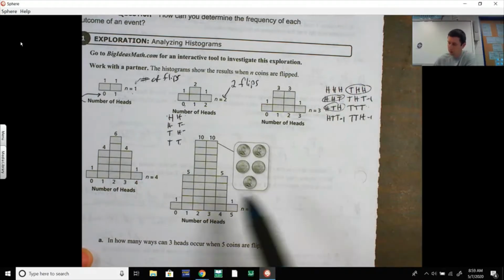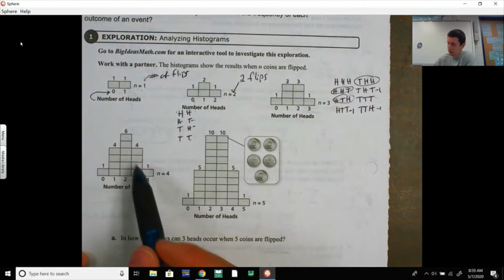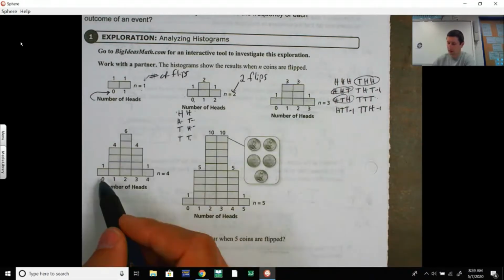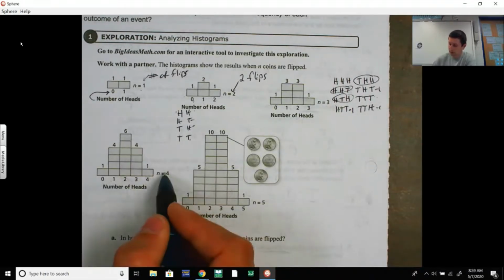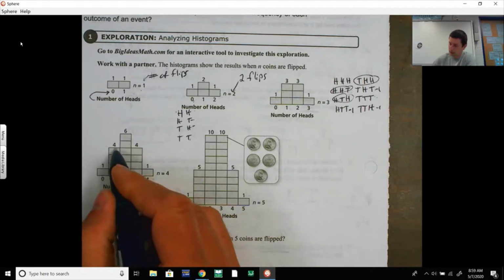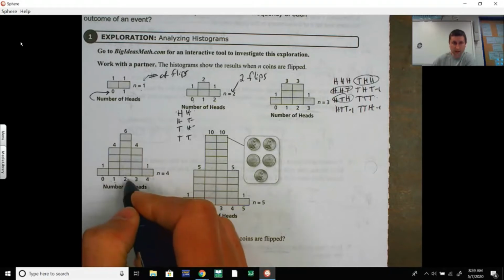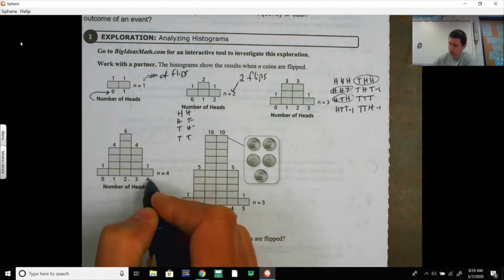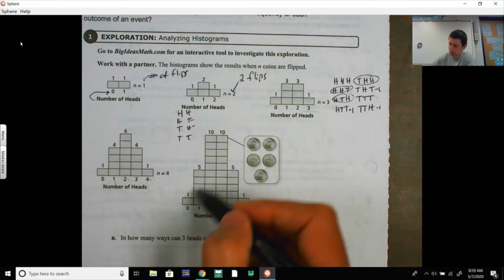So that's what they're going through here. They're making the sample space, and they're figuring out how many of my combinations have 0 heads. So if I do it 4 times, 1 option would have 0 heads. That would be tails, tails, tails, tails. 4 options would have 1 head. 6 options would have 2 heads. 4 options would have 3, and 1 would have 4. You see this curve that's starting to form here.